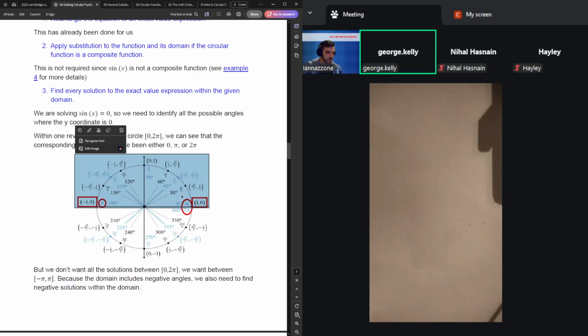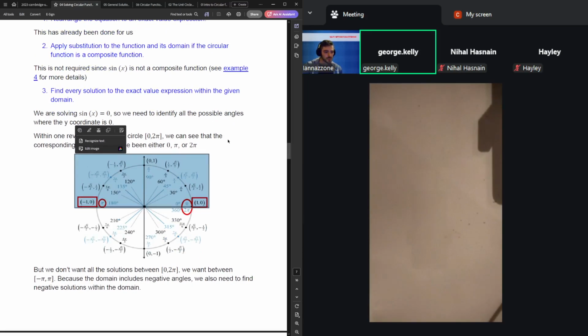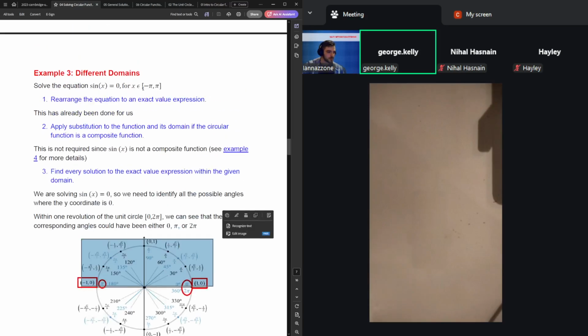Okay, and all we're going to do is, because it's sine, we're going to look for where are all the y coordinates that equal 0. That's going to be that spot there and that spot there, corresponding to pi and 0. We're now happy with that.